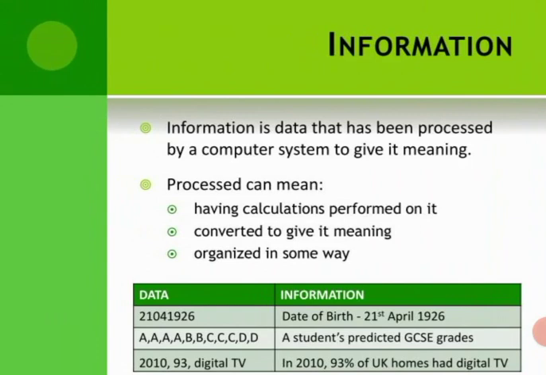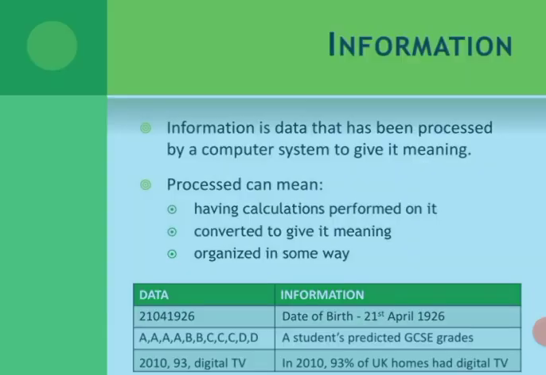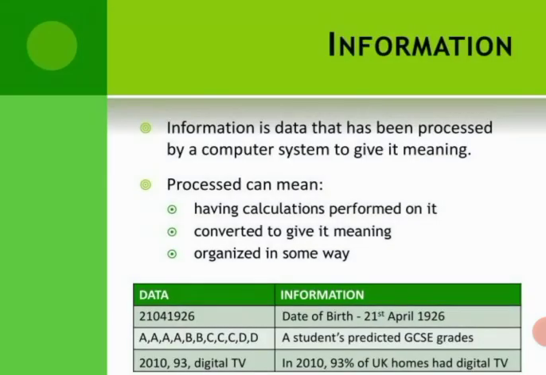But when it is written like this, "in 2010, 93% of UK homes had digital TV," you can see it now. Now you know the key: in the year 2010, 93% of UK homes had digital TV. You understand what it means. But when it is written as "2010 93 digital TV" and so on, you can't get anything.